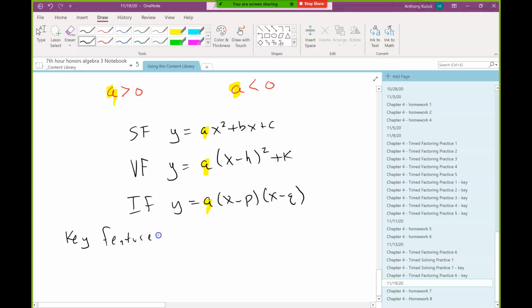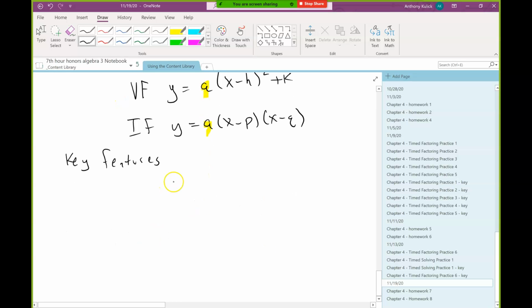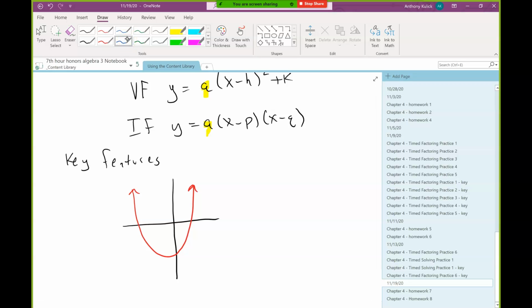There are some key features for a parabola that we're going to be especially interested in. So let's say we have a parabola that looks like this. There are 4 key features that we're going to be interested in. The first one is called the vertex. The vertex is just the highest or lowest point on the parabola. So if our parabola opens up, the vertex we're talking about is the lowest point, like the bottom of the U. And if our parabola opens down, the vertex is the highest point, like the top of the hill.